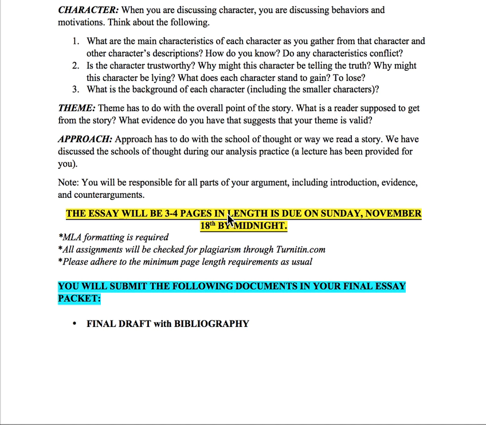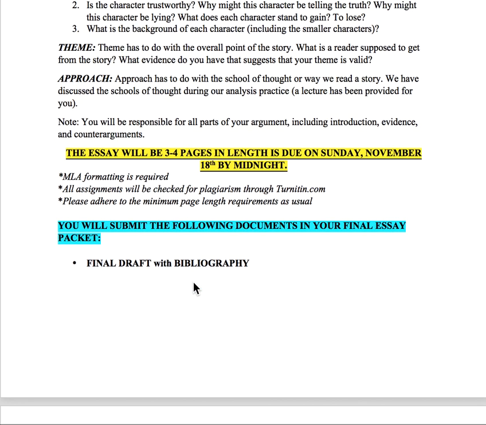An approach, again, is a school of thought generally when it comes to literature. So you want to think about how you're reading the story. There's a number of different schools of thought you could be using. You could be using historical, you could use gender, you could use cultural. There's a lot of different ways you could approach the issue.